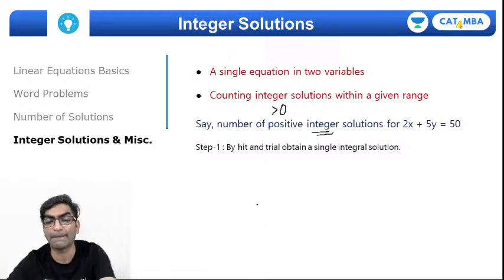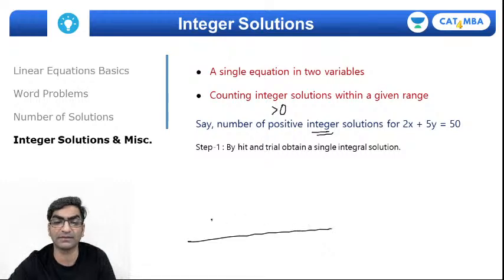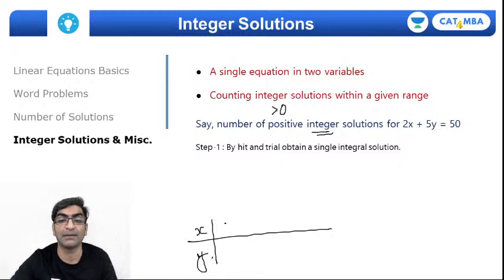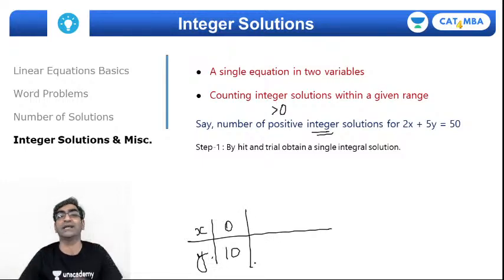So let's do that. Let's say I want to make a table with x and y and just generate one solution, right? Integer solution. तो इसमें से integer solution generate करना बड़ा simple होता है. Zero डाल के देखते हैं सबसे पहले. Put x as 0, what happens? If x is 0, 5y must be 50. That happens if y is 10. Okay, I have one integer solution.